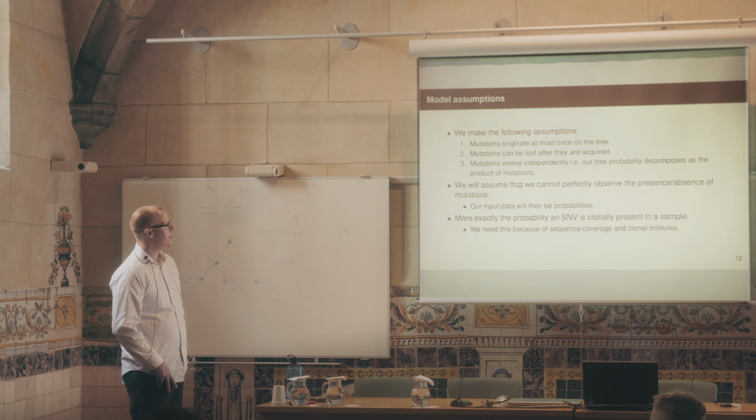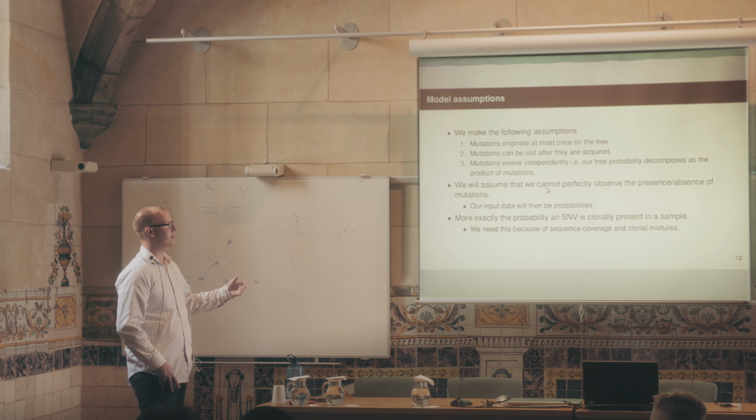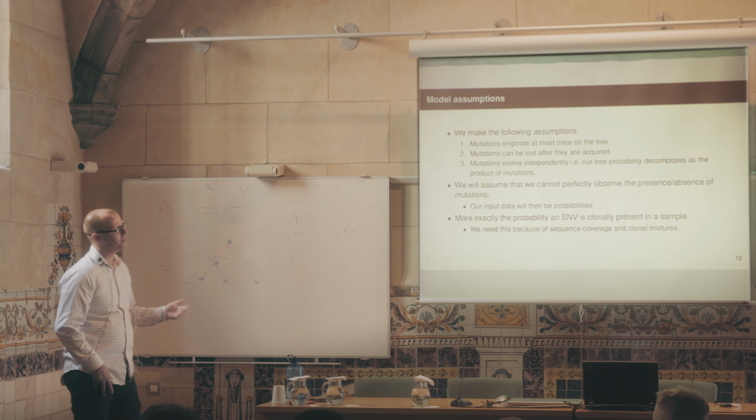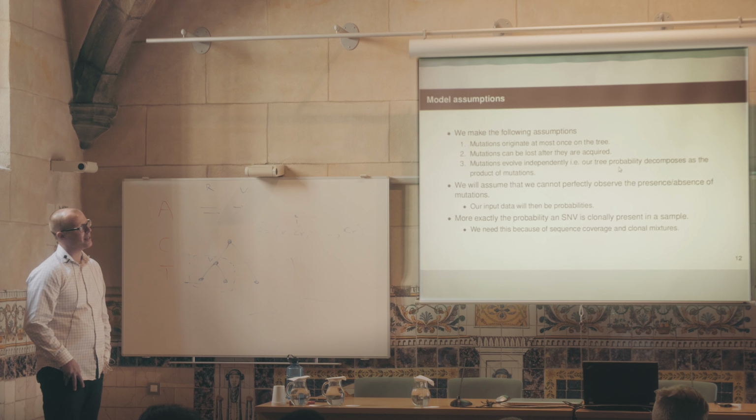The other thing we're going to assume here is that mutations evolve independently on the tree. If they're really close together, this is not ideal. But all we're basically saying is we can write the likelihood as a product of likelihoods for each mutation. You can relax that a bit, but it gets hard.